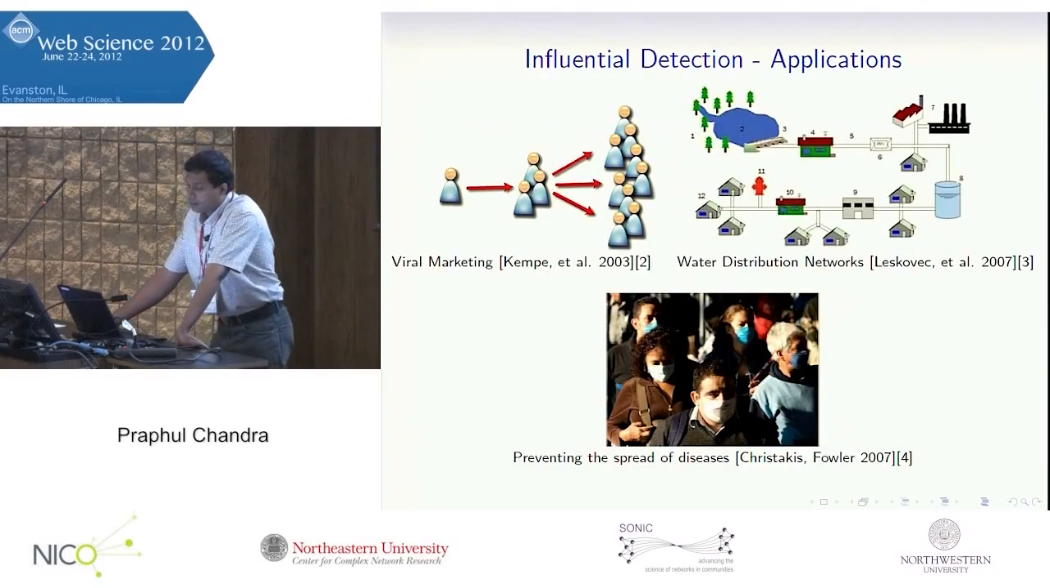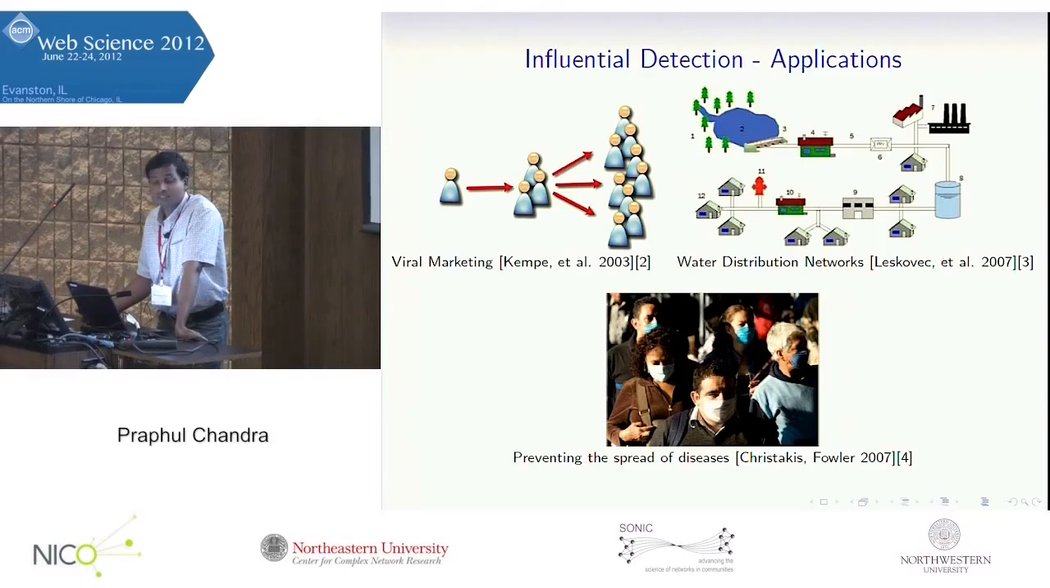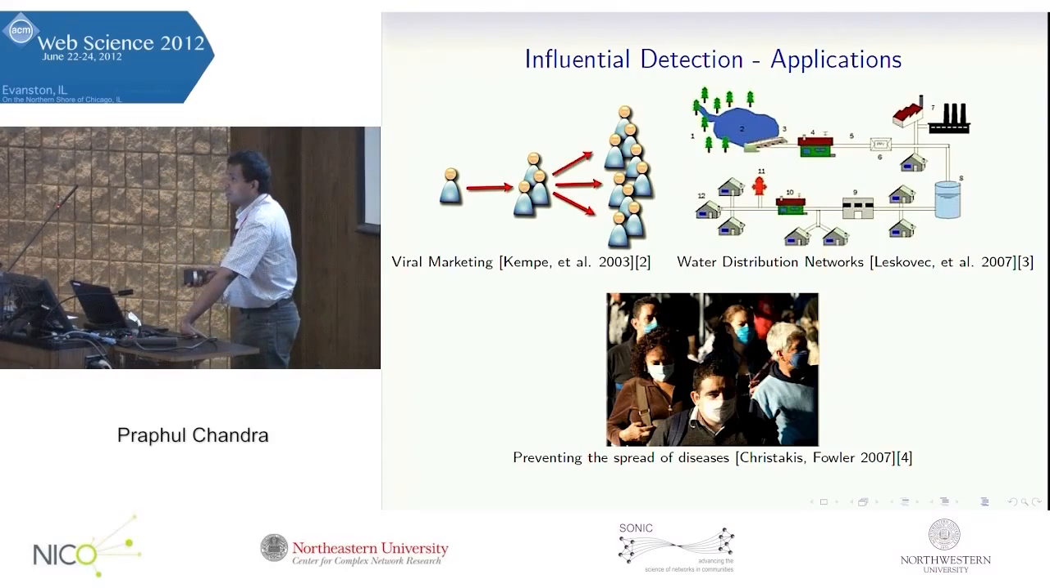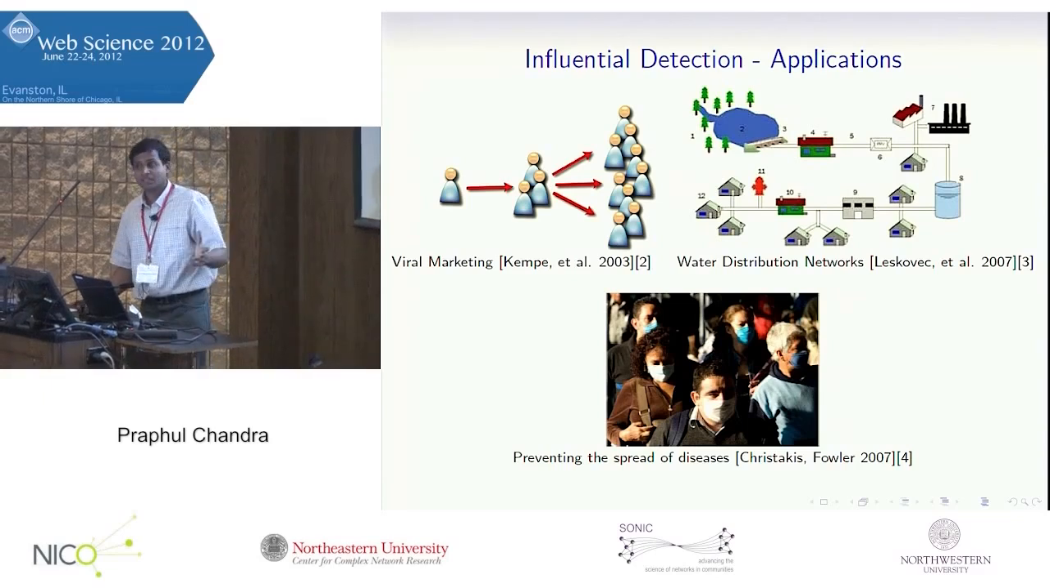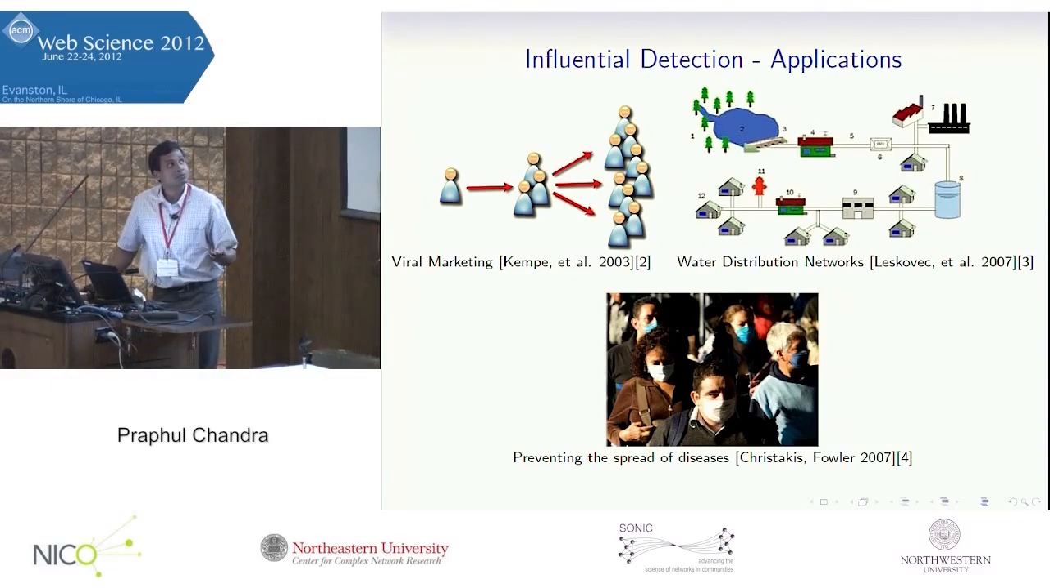Many of you might be familiar with the applications of this problem in various fields. For example, of course, in viral marketing, where you would want to identify a set of individuals to offer freebies so that when they spread their influence, you get maximum product adoptions. Or in water distribution networks, which some of you might not be familiar with, where you want to detect contaminants at a much earlier stage. So you would place sensors at certain locations in the network, which would maximize the spread of the contaminants and hence help detect the contaminants earlier.